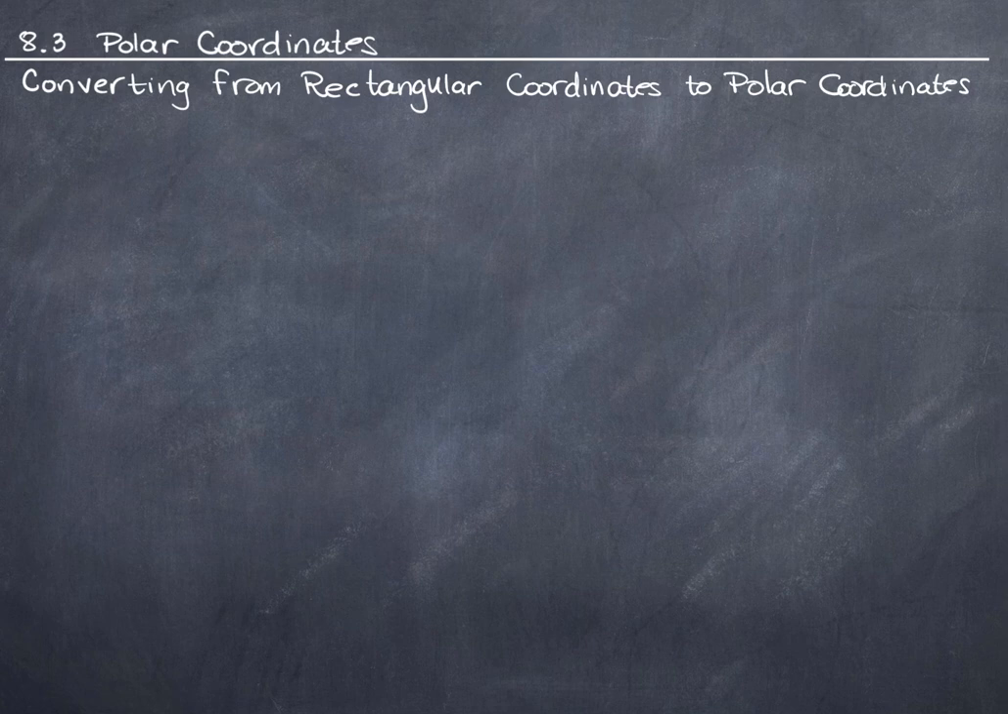Just as sometimes we need to convert from polar to rectangular, sometimes we're given coordinates in rectangular form and we need to convert them to polar form. So here's how we do that. I want to take these rectangular coordinates and put them into the form r comma theta.